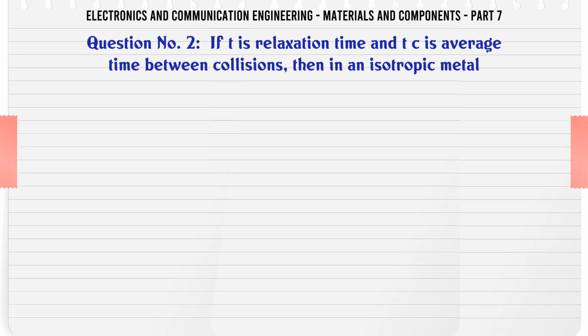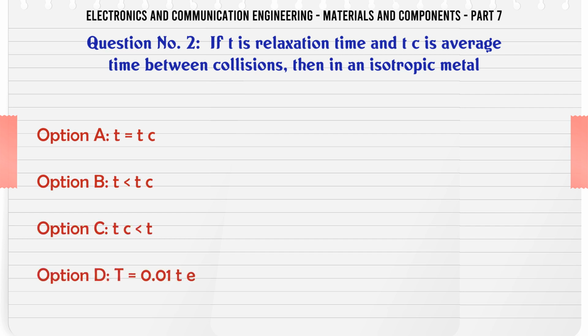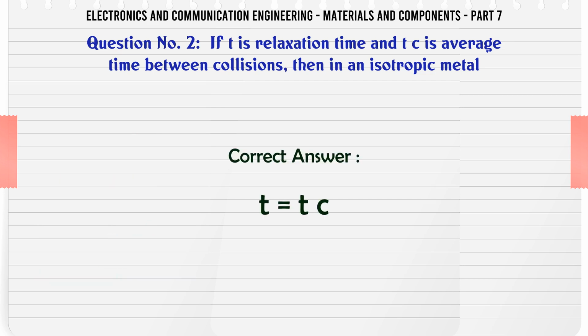If τ is relaxation time and τc is average time between collisions, then in an isotropic metal, A. τ < τc, B. τ > τc, C. τ = τc, D. τ = 0.01 τc. The correct answer is τ ≈ τc.